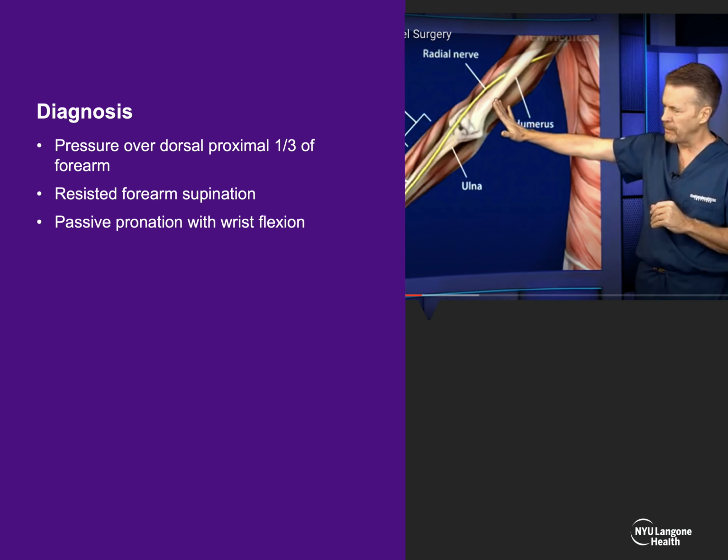We talked about the diagnosis of pressure. Resisted forearm supination or passive pronation with wrist flexion. Why can that cause symptoms? We'll get to that, but it's because of the possible sites of where the radial nerve can be compressed, and so those motions are aggravating the nerve by causing greater pressure.